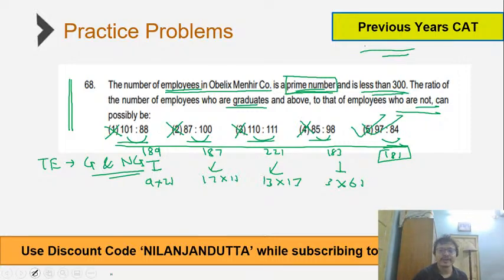97 plus 84 gives a prime number, which means the answer is going to be option 5, that is 181. Hence the answer is option E. So note, often in CAT questions, all you do is use the options wisely, mark the answer and move on.